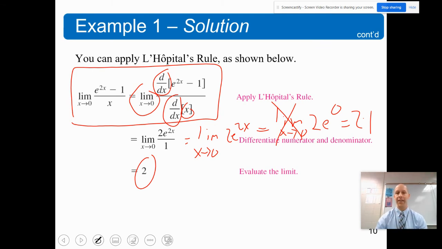Okay, so that is an example of L'Hopital's rule. If I had given you this back in chapter 1 without technology, there's nothing you could do algebraically to get the answer of 2.